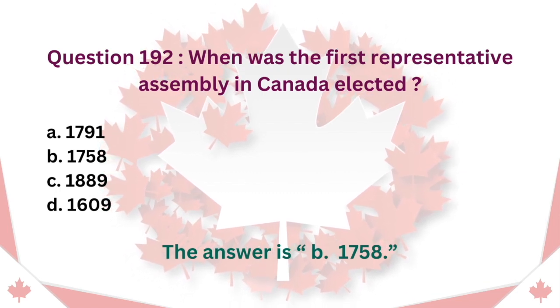Question 192. When was the first representative assembly in Canada elected? A. 1791. B. 1758. C. 1889. D. 1609. The answer is B. 1758.